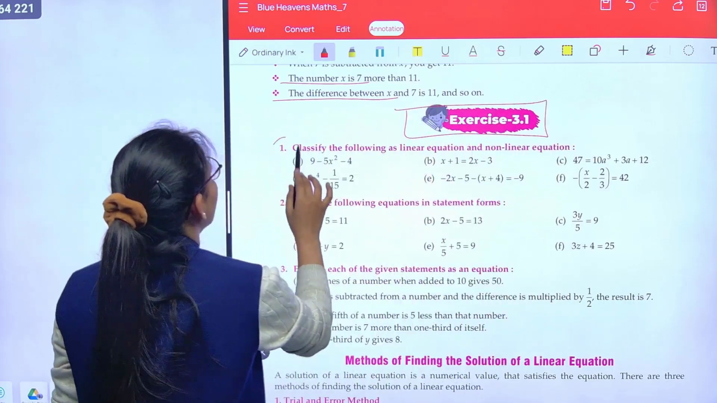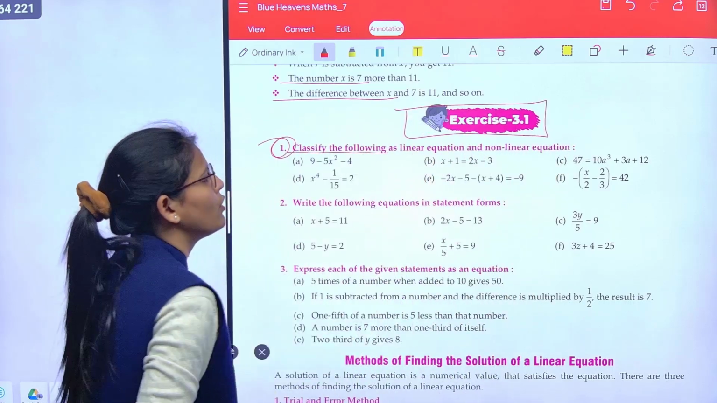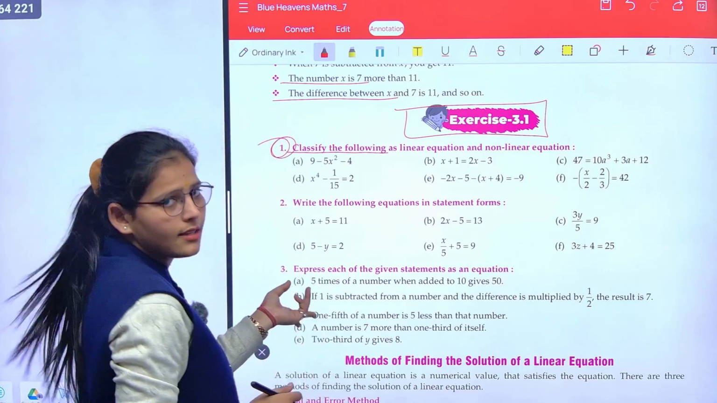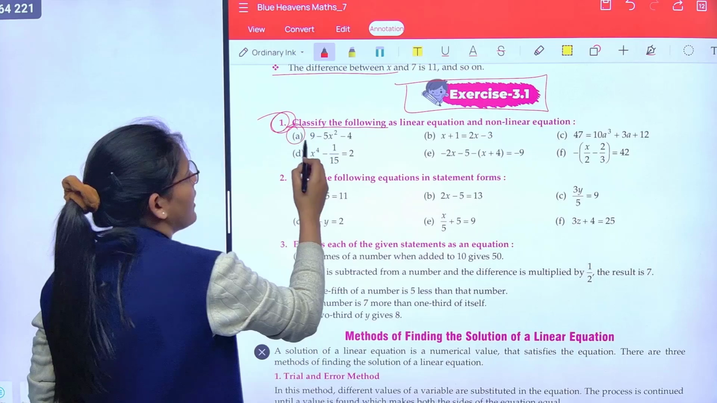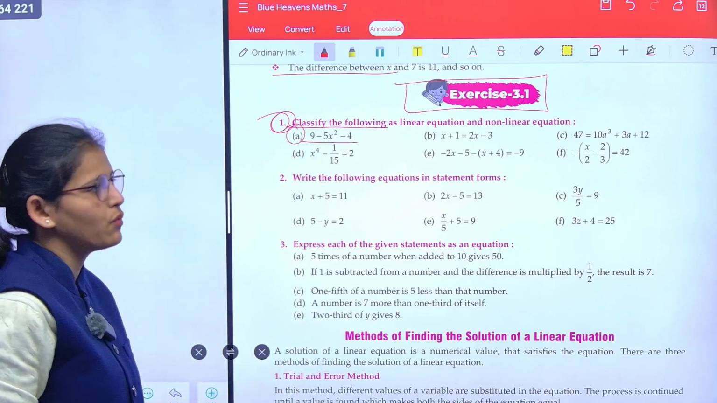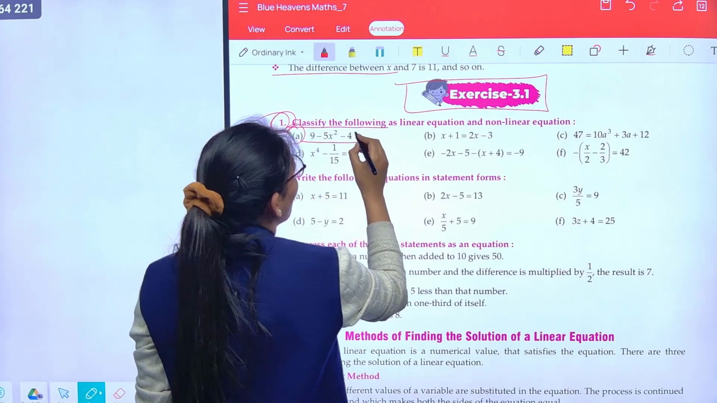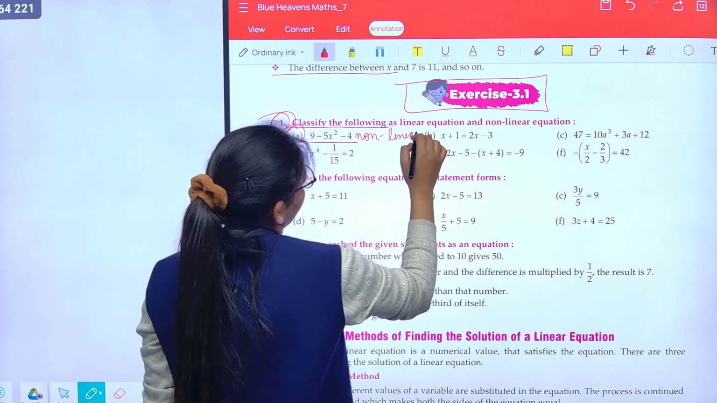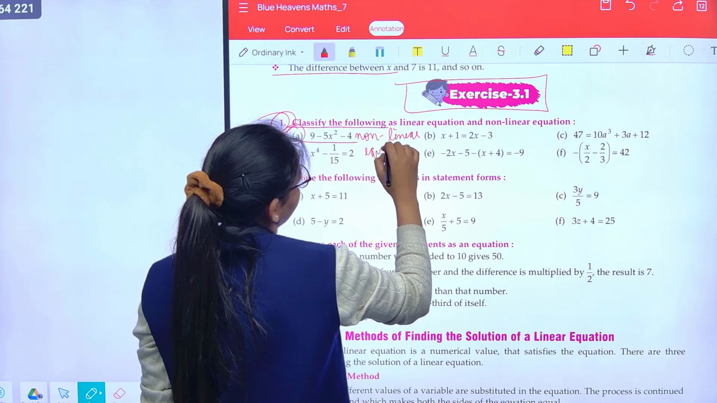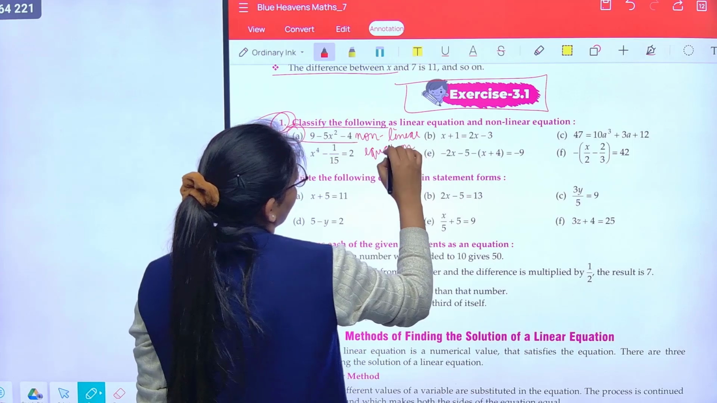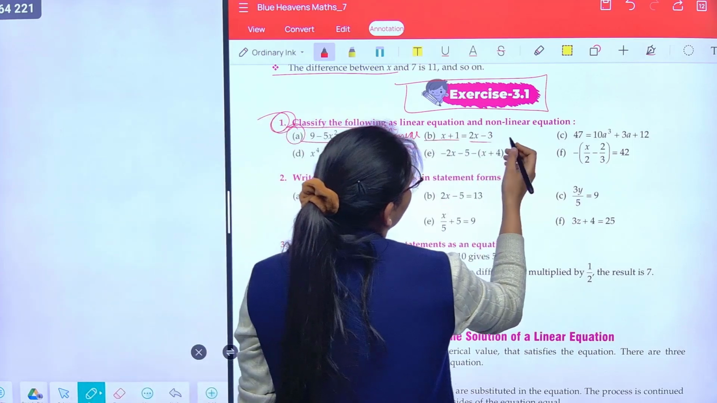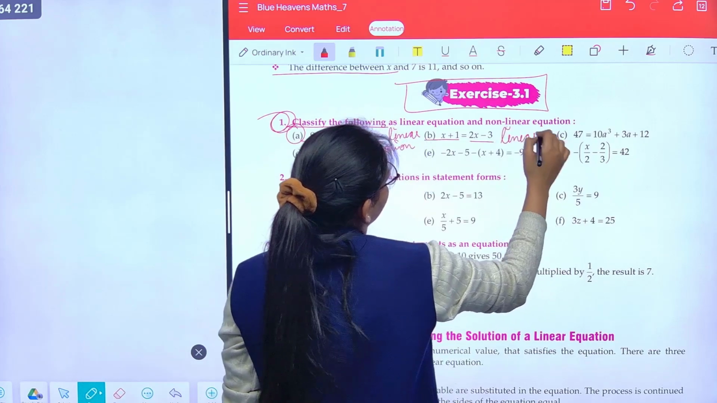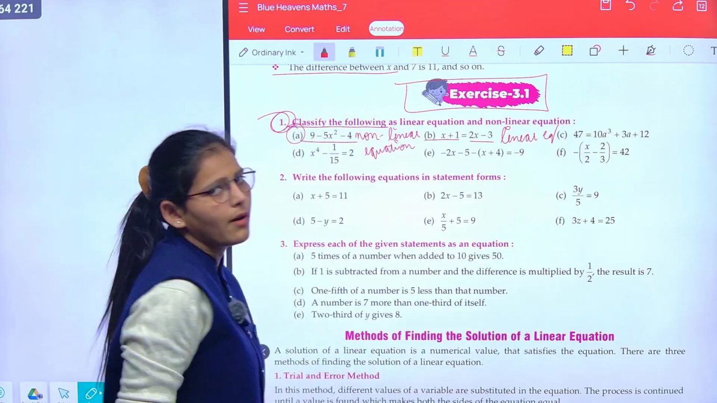Exercise 3.1, question number 1. Classify the following as linear equations or non-linear equations. Understand? Let's see the A part. Plus 9 minus 5x square minus 4. Class, what is this? Non-linear equation. Now class, this one is a linear equation. Now class, rest of the parts do yourself.